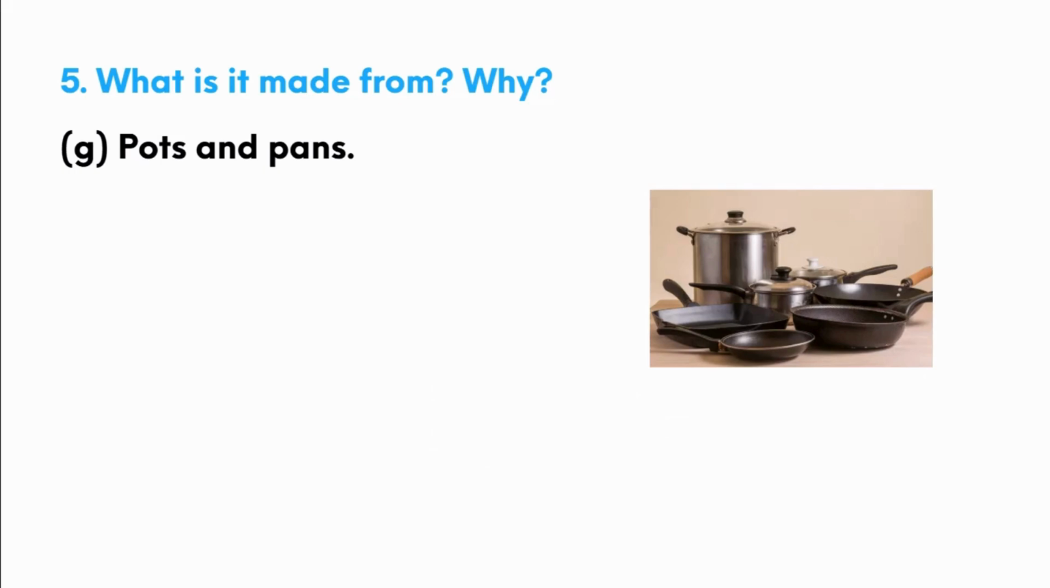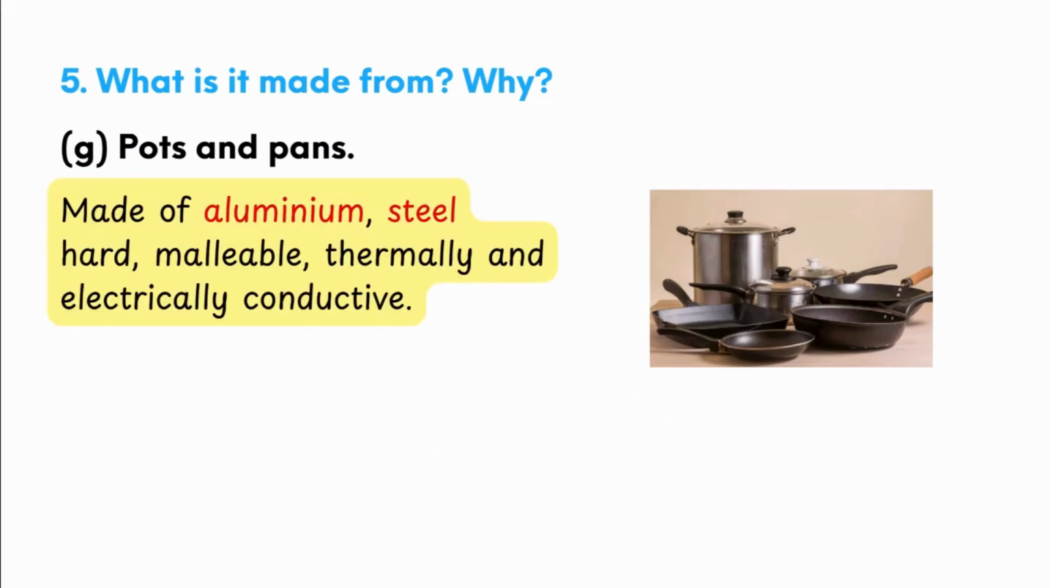Next thing, pots and pans. Pots and pans are made with aluminium or steel because these metals are hard, malleable, and thermally and electrically conductive in nature.